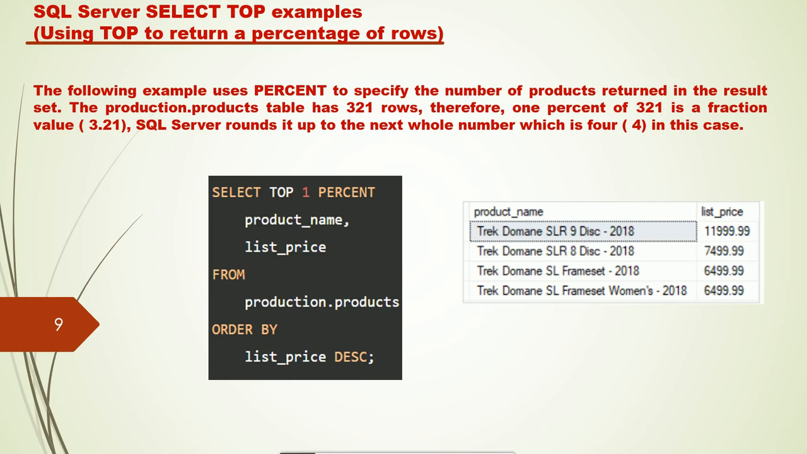So it will show the number of records, that is 4, that is 1% of 321, that is 3.21, but it will be rounded to the whole number, that is 4. So it will show 4 records. It is basically the top 1%, because it will display the records according to the list price in descending order. So the top 4 rows.